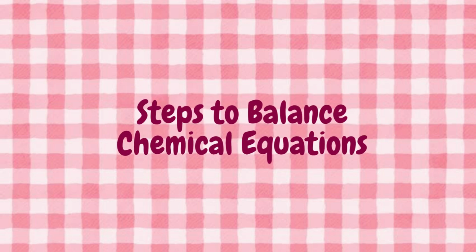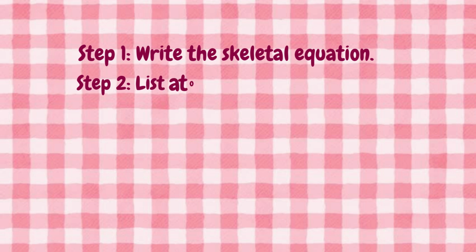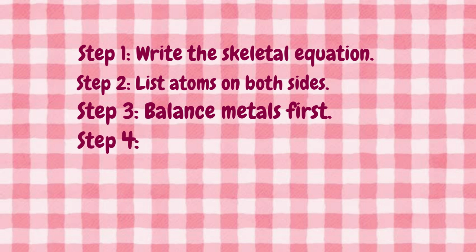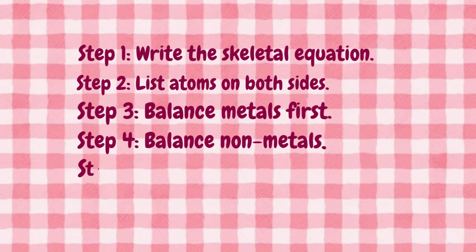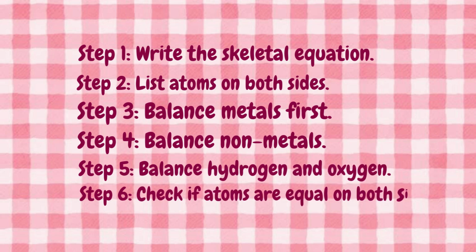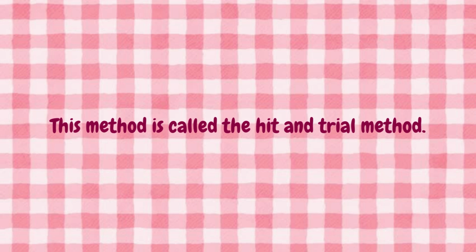7. Steps to balance chemical equations. Step 1. Write the skeletal equation. Step 2. List atoms on both sides. Step 3. Balance metals first. Step 4. Balance non-metals. Step 5. Balance hydrogen and oxygen. Step 6. Check if atoms are equal on both sides. This method is called the hit and trial method.